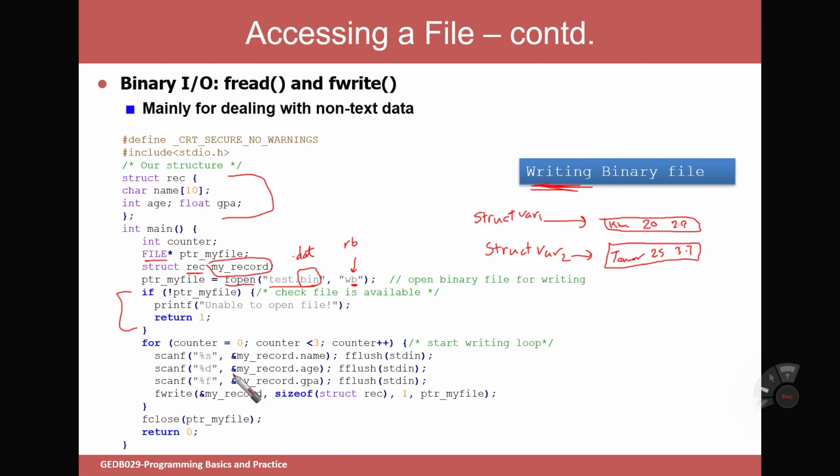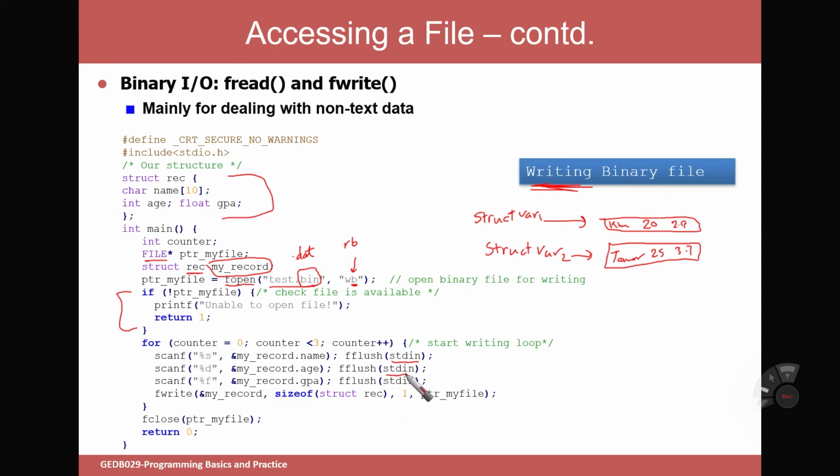Then here I read from the keyboard 3 students. I say scan my record name, and then my age, my record age, and then my record GPA. You might ask, what is the flush here? This one is to clear the input stream. We saw this one before.